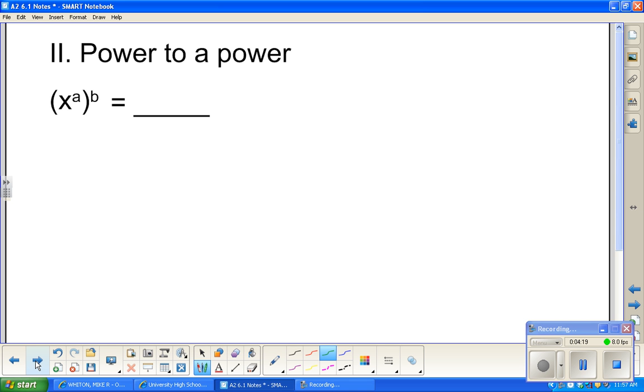Okay, and we call this one power to a power because you have some exponent to another exponent. It's usually in parentheses, so you see 2 exponents on there. That's different than what we had before. We didn't have an exponent raised to an exponent. Okay, so let's look at a little example and see what it is. If it was something like x squared to the third.